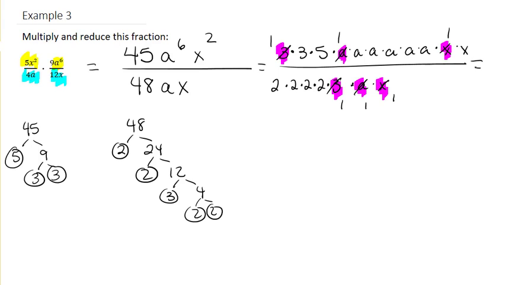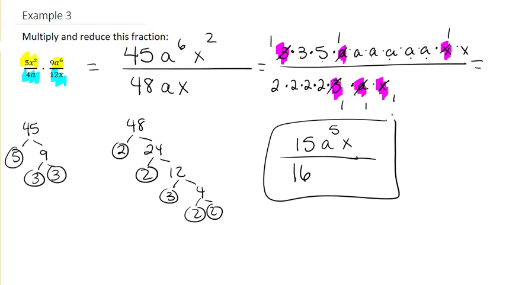And now let's go ahead and rewrite it. So now we have on the top 3 times 5, so that's 15. Then we have a's remaining, so we just write a to the 5th, and then we have 1x over 2 times 2 times 2 times 2, so that's 16. And then we would have nothing left, as all of this is just ones. So this would be our final reduced fraction.